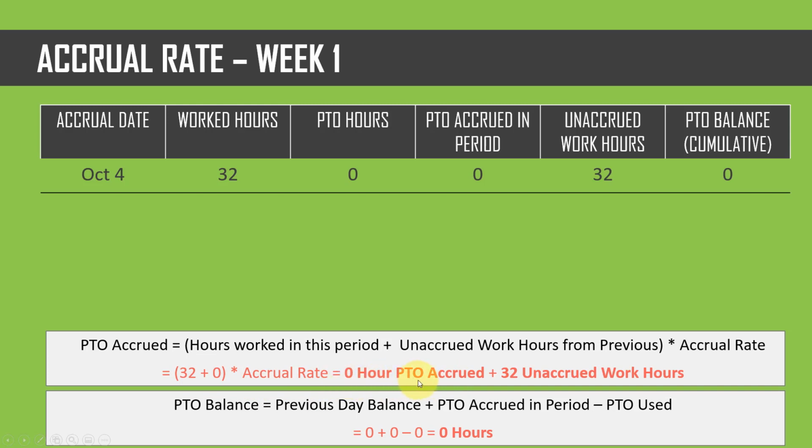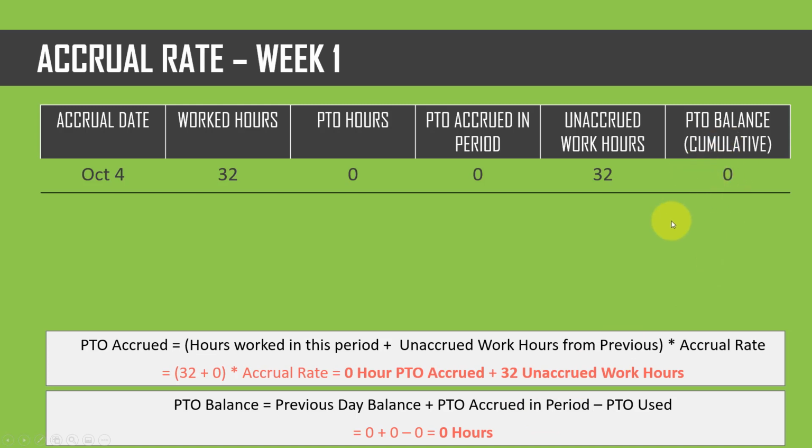It's 0. But what happens to the 32 hours the employee worked this week? That gets put into this bucket called unaccrued work hours. That is something that we will keep tracking every week. So 32 hours have been put in the unaccrued, and the employee has not accrued anything yet. The balance at the end of the period is nothing but the previous period balance, plus PTO accrued in the period, minus PTO used in the period. Since there is no balance from the previous period, that's 0. Did the employee accrue any PTO in this period? No. Was any PTO used? No. And hence the balance remains 0.